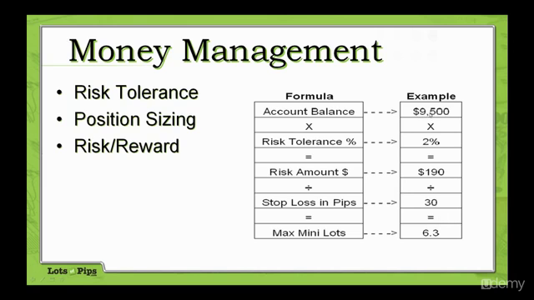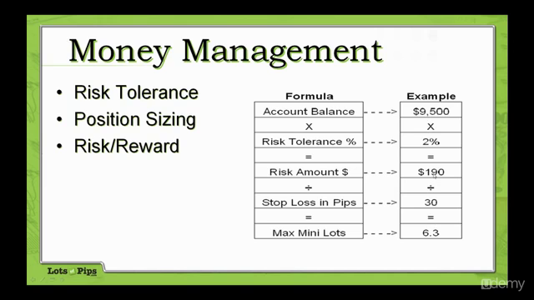So just to go over this, if you have an account balance of $9,500 and you have determined through careful study that on this specific strategy you would like to risk only 2% of your account, 2% of $9,500 is $190. So that means that on this specific trade, you're willing to risk $190 of your $9,500.